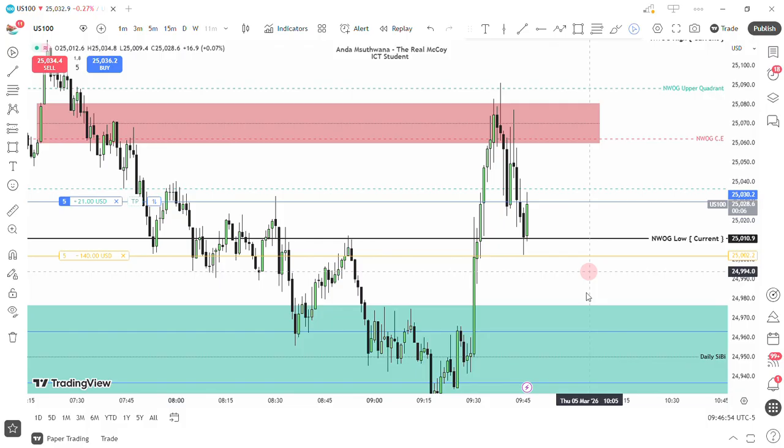Okay, now 9:15. They offered me this trade setup. Price trades down to the low quadrant of that daily SIBI. It gives me an inversion fair value gap.